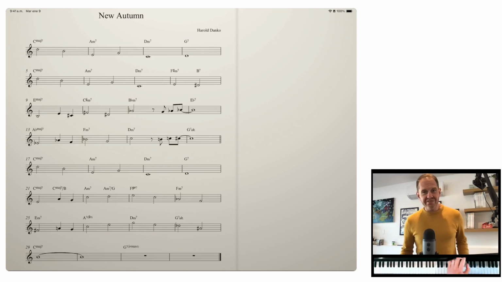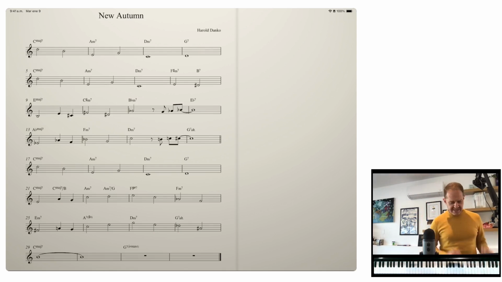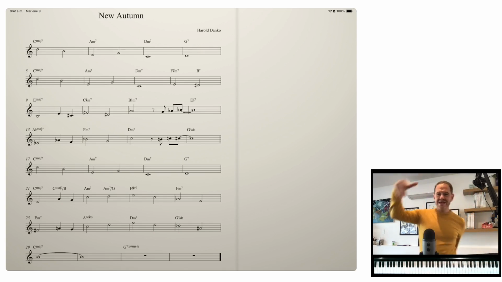Really nice tune, right? It reminds me a little bit of, do you guys know the Tadd Dameron tune On a Misty Night? I can't quite pull it out spontaneously, but it's got kind of those same descending half notes.